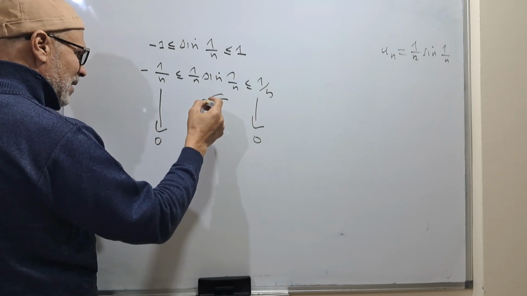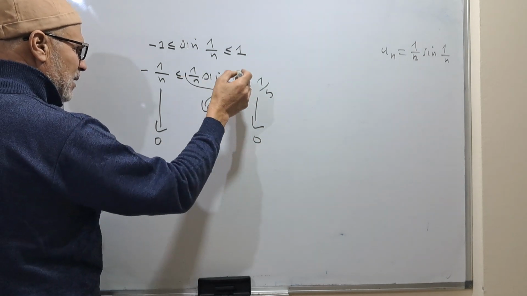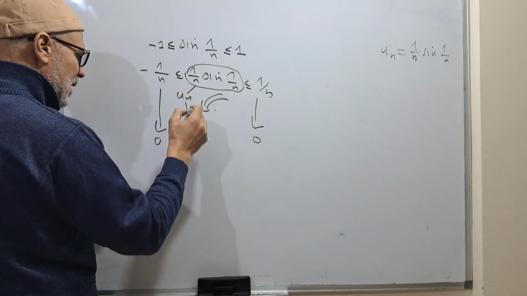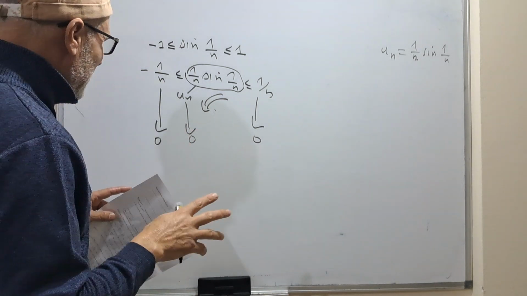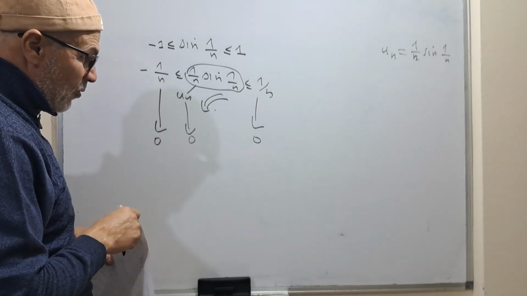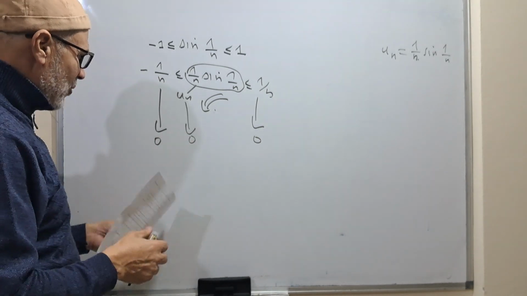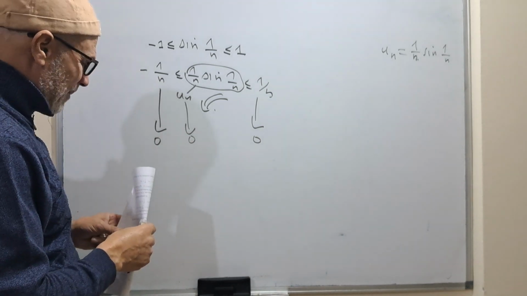So un goes to 0 because it is between two sequences which go to 0. Squeeze theorem or sandwich theorem.